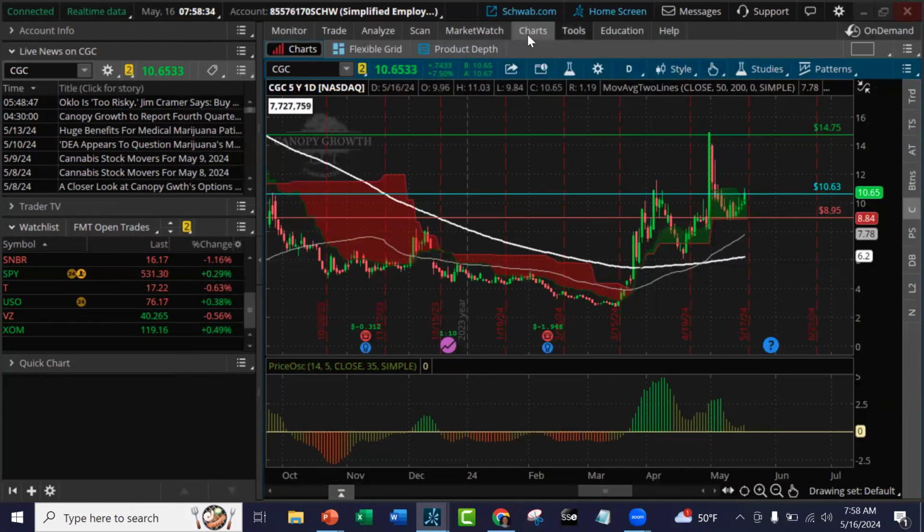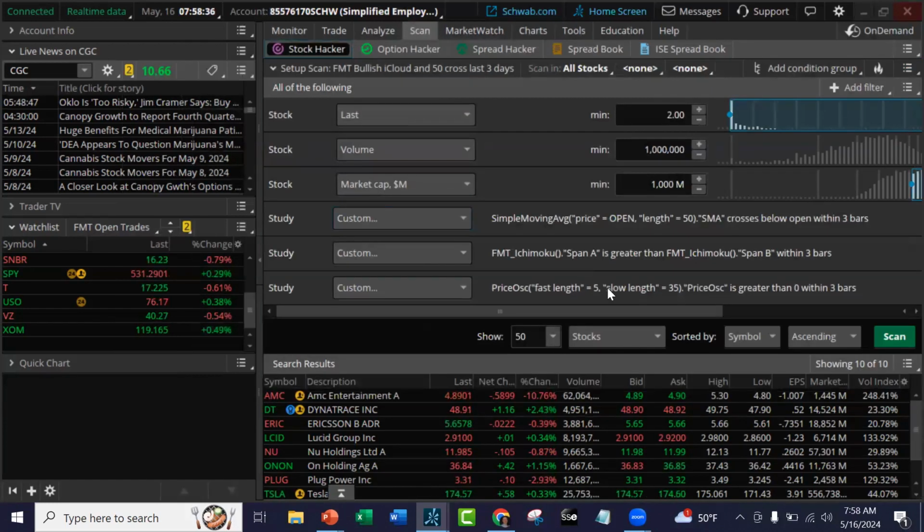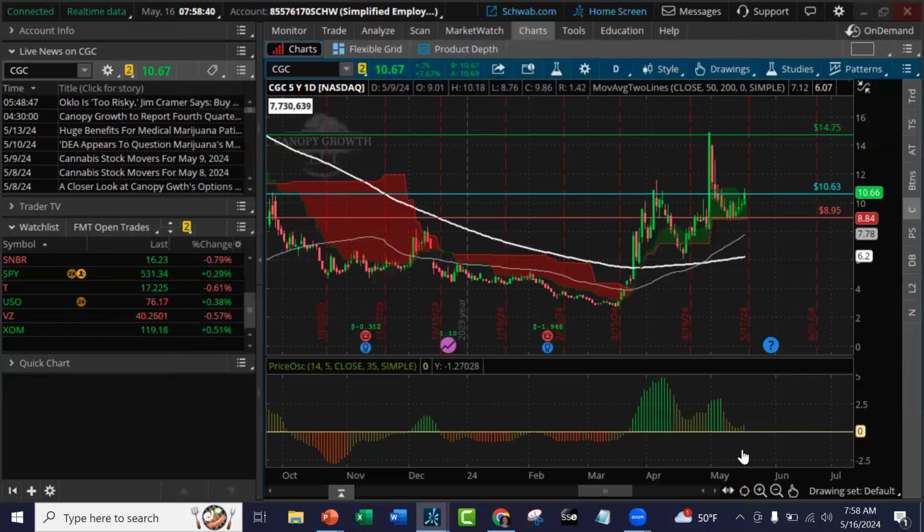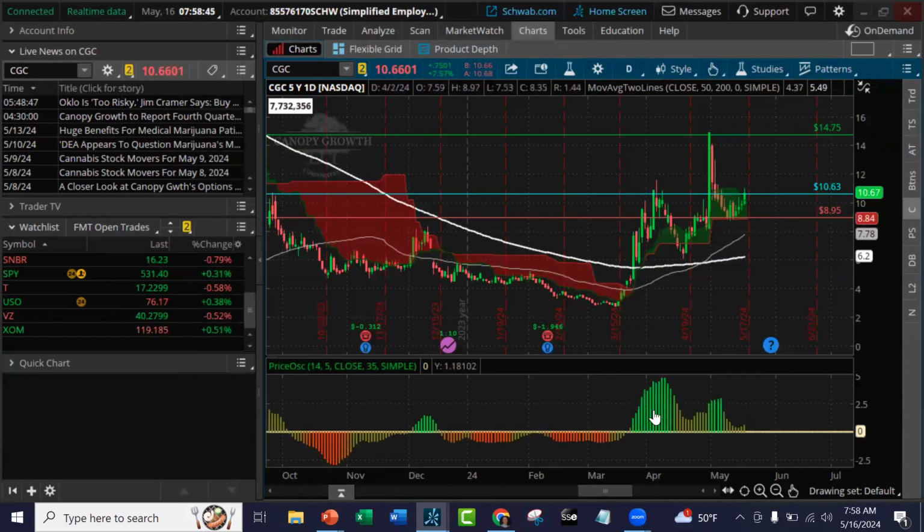So what I'm saying in my scan is I want the price oscillator to be greater than zero. The price oscillator is negative on a downtrend and positive on an uptrend. So I want price above the 50-day moving average, above the Ichimoku cloud, and a positive oscillator. And I want all that to have happened in the last 3 days.